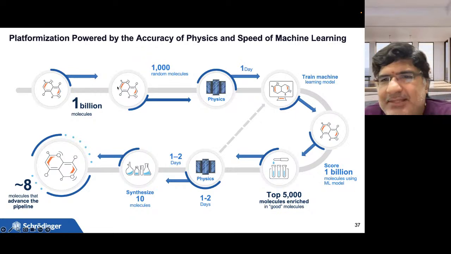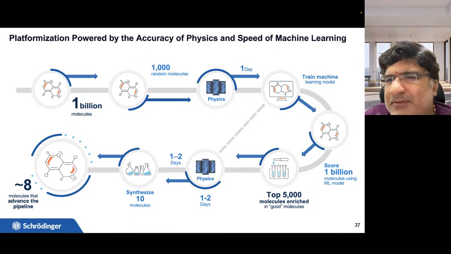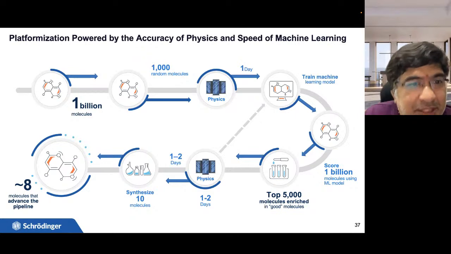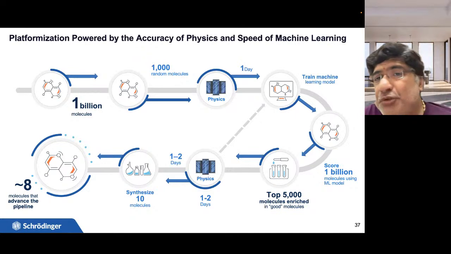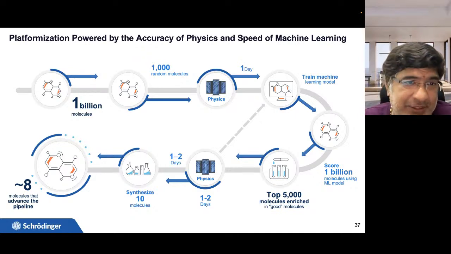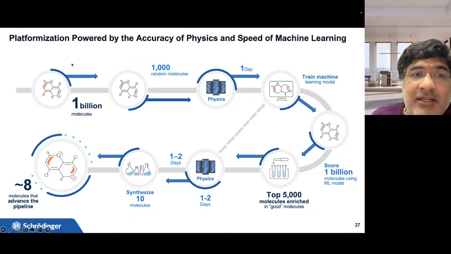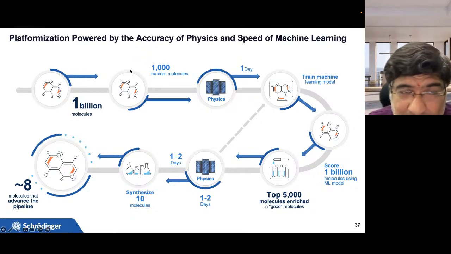So it could be as simple as molecular properties. It could be logP value, polar surface area, right? Those type of things, Lipinski rule of five. It could be as simple as that, or it could be very complex multi-parameter optimization. So you apply the filter. Still, you will have millions of molecules.